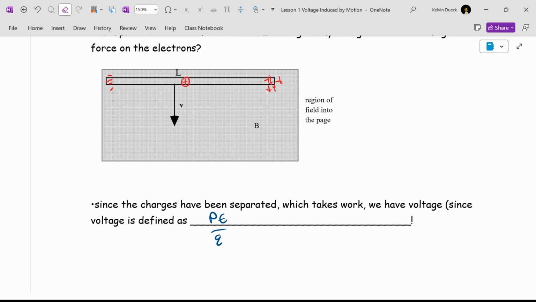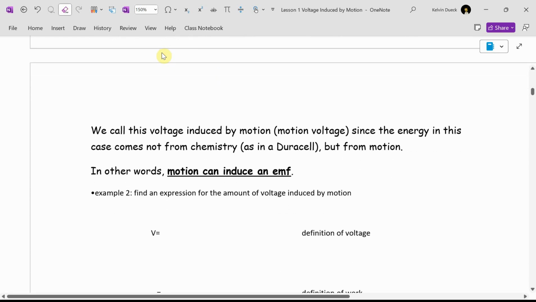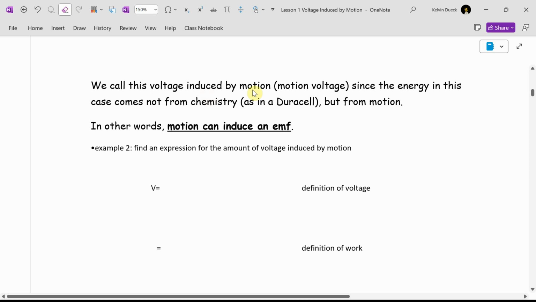How big? Let's look at that. But first, we call this voltage induced by motion, or motion voltage. I usually use that symbol, EMF, since the energy in this case comes not from chemistry, like in a Duracell battery, but from motion. In other words, motion can induce a voltage, an EMF.